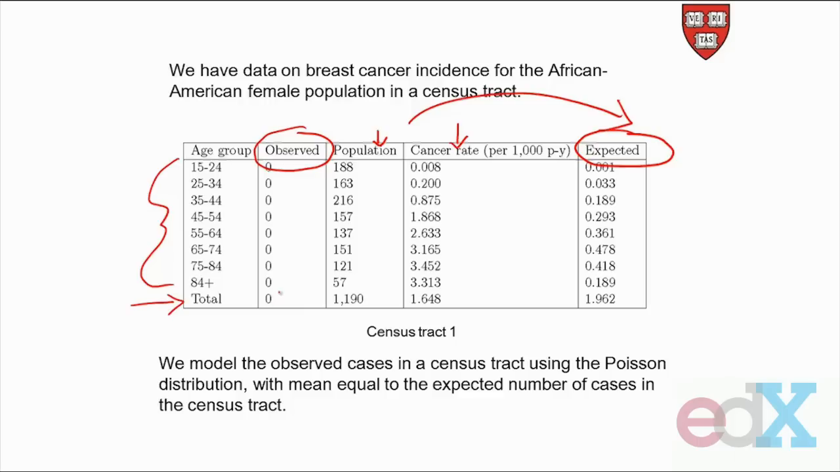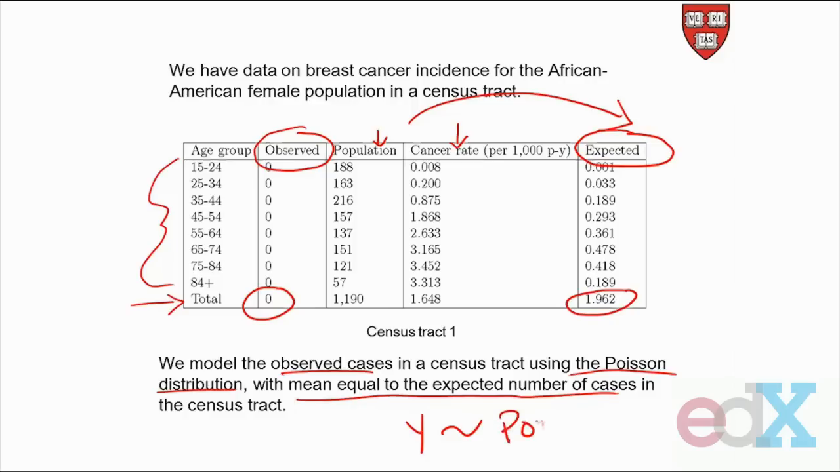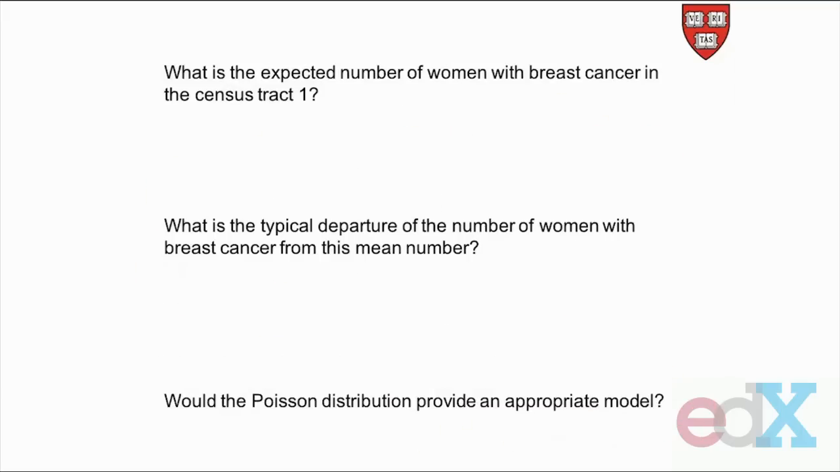So what we're going to do is take the observed number of breast cancer cases and model that using the Poisson distribution with mean equal to the expected number of cases. So essentially, y is modeled using the Poisson distribution with mean equal to 1.962. And when I look at my population in this census tract, what we observe is y equals 0. So in census tract 1, using the model, y is Poisson distributed with mean 1.962.